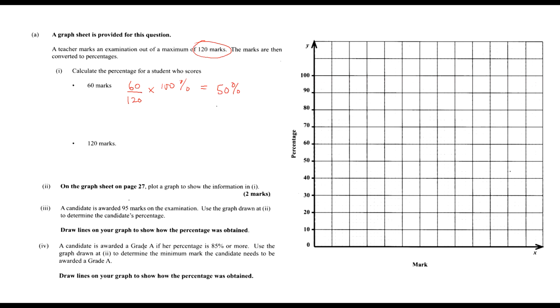If somebody gets 120 marks, it'll be 120 over 120 multiplied by 100%, and that will give me 100%. 120 will cancel with 120. Now they say on the graph paper, plot the information shown. So on the y-axis we have percentage, and on the x-axis we have mark.